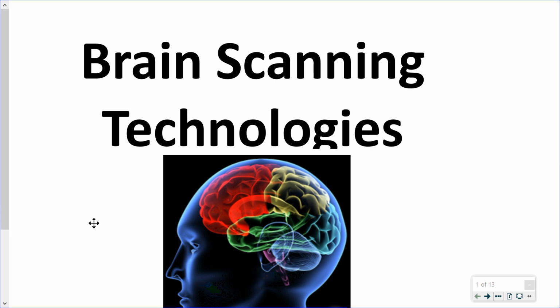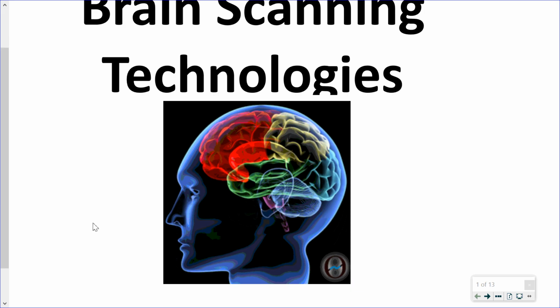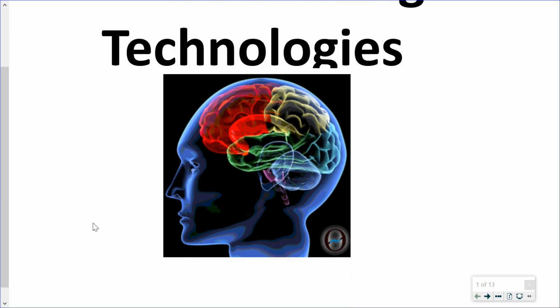This presentation is going to be on, as it says here, brain scanning technologies. We have already chatted a little bit about the brain structures, and here is a quick review. This picture nicely shows us in different colors the major parts of the brain. Right behind your forehead, up above your eyes, is the frontal lobe. Behind the frontal lobe, shaded in yellow, is the parietal lobe.